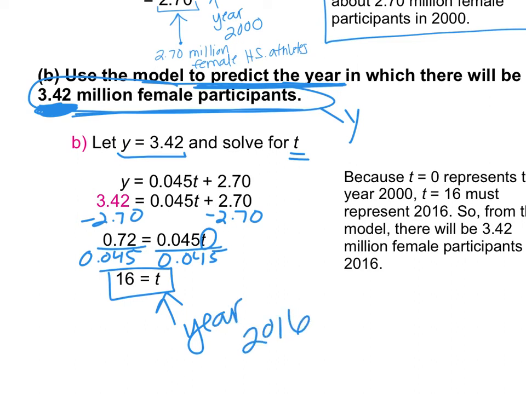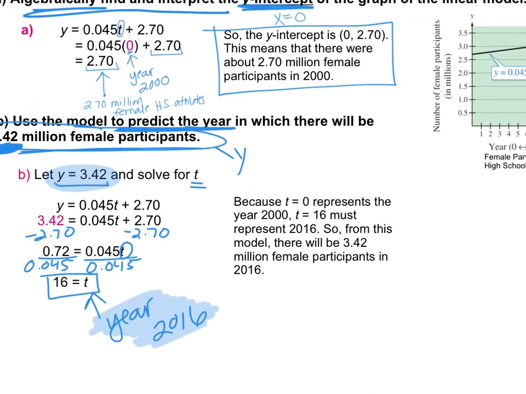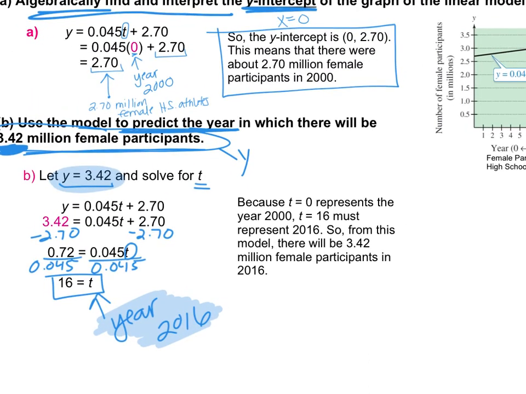So what this means is that in the year 2016, we can predict, using the model, that there will be 3.42 million female participants in high school. So we can use our models to predict, and we can use our models to find a starting point.